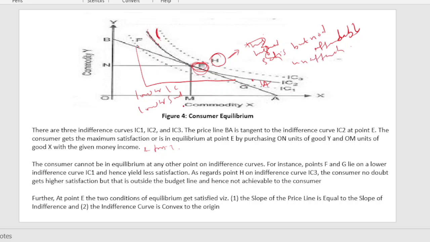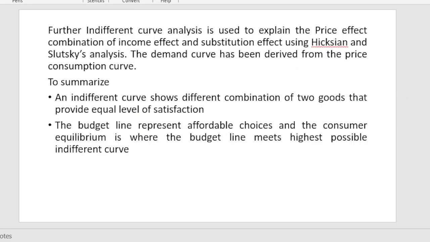So the consumer is in equilibrium at point E because at this point he maximizes his satisfaction with his given income, on the basis of the budget constraint. This is the consumer's equilibrium.